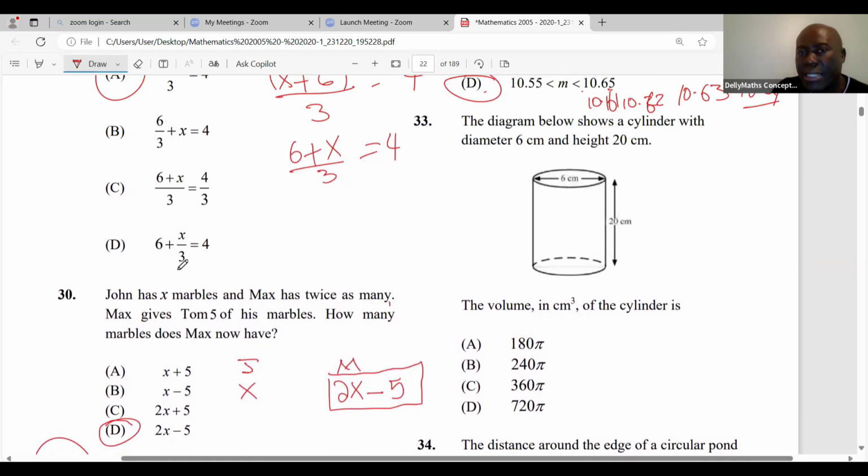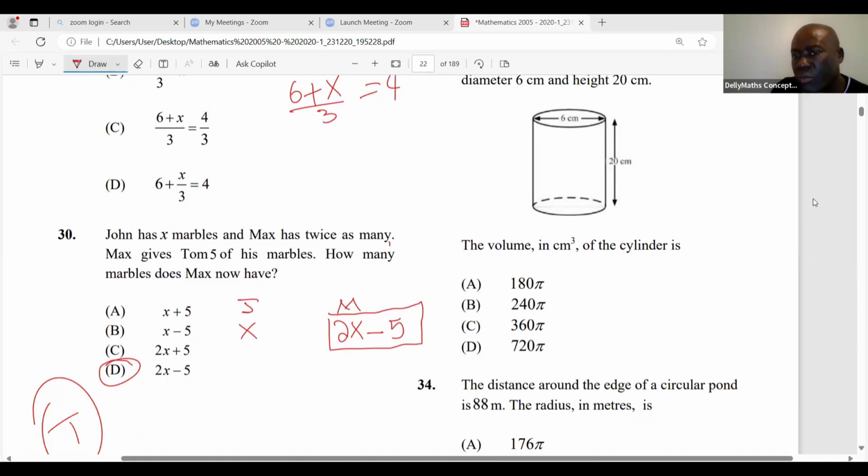Now let's take a look at this. The diagram below shows a cylinder. Hold on. Let me see if this is going on. All right, good. It says the diagram below shows a cylinder with a 6 cm radius and height 20. Now the question says, the volume in cm cubed of the cylinder. The volume is always going to be the area of the circle, which is the base, times the height, in this case 20.